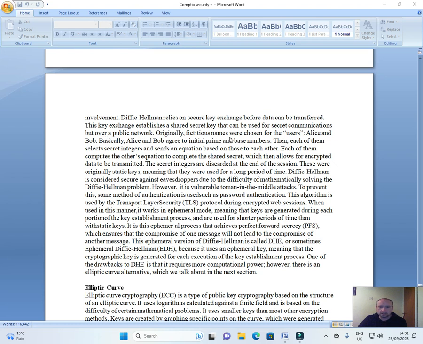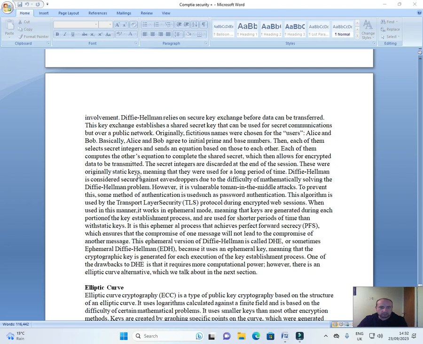Originally, fictitious names were chosen for the users: Alice and Bob. Basically, Alice and Bob agree to initial prime and base numbers. Then each of them selects secret integers and sends an equation based on those to each other. Each of them computes the other's equation to complete the shared secret, which then allows the encrypted data to be transmitted. The secret integers are discarded at the end of the session.